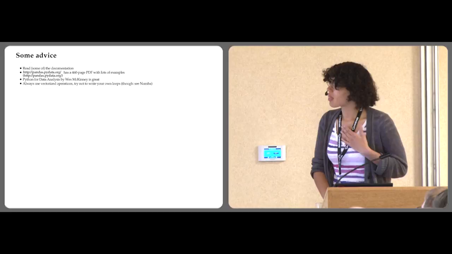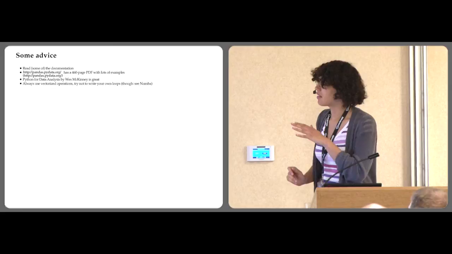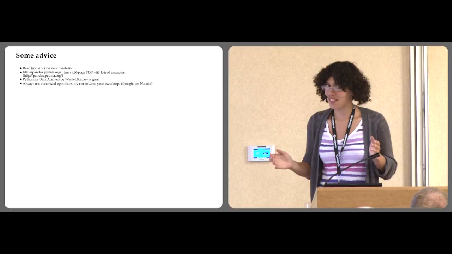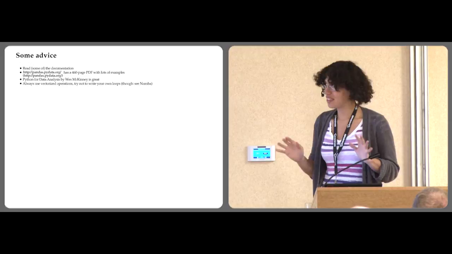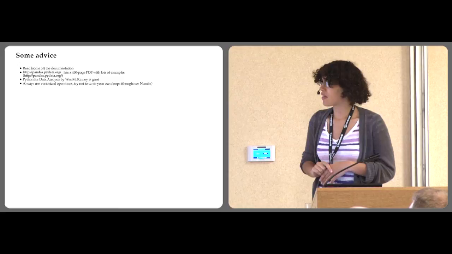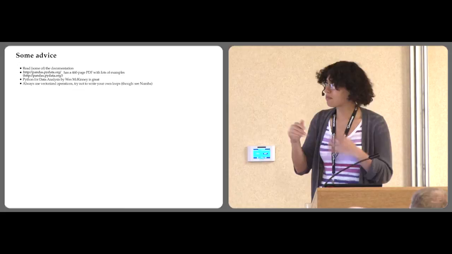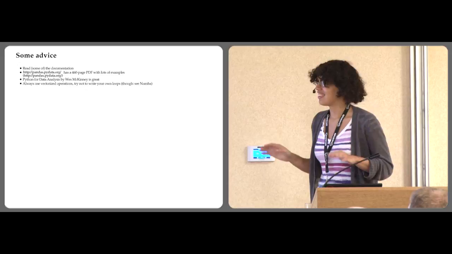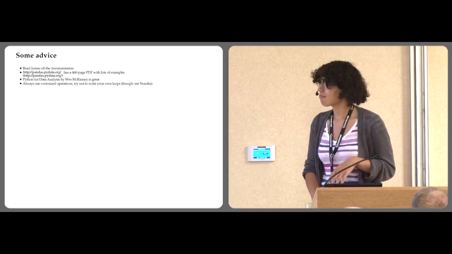So, some advice. The documentation is really good. There's a lot of it, like 500 pages of it. But you should read a little bit of it, because every time I read it, I'm like, oh wow, there's some basic functionality that I didn't realize, and it's really useful, and that would have saved me several hours. So read a little bit of it. There's a book by Wes McKinney called Python for Data Analysis, which is fantastic. And always use vectorized operations. Don't write loops over your data frames or NumPy arrays, because it'll be like 50 times slower. If you have like 300 rows of data, it doesn't matter. But vectorize your operations. And that's it.